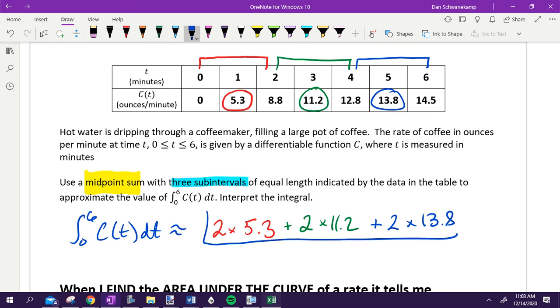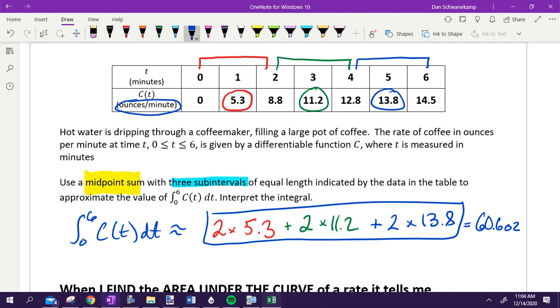If it were a normal problem, I would just leave it like that. But we're going to go ahead and use our calculator. What did we end up getting there when we added it together? Yep, 60.6. What would my units be? It is ounces because we had a rate. It was ounces per minute. And then we integrated it, so it went from a rate to an amount. Now it is just ounces, 60.6 ounces.